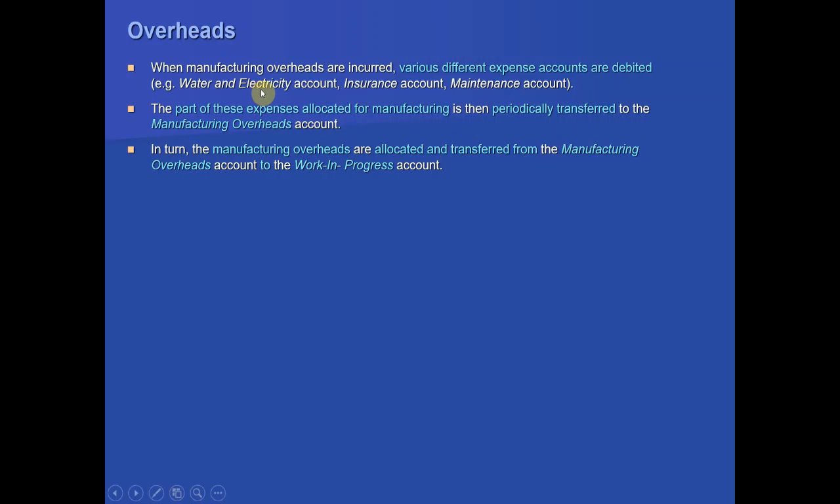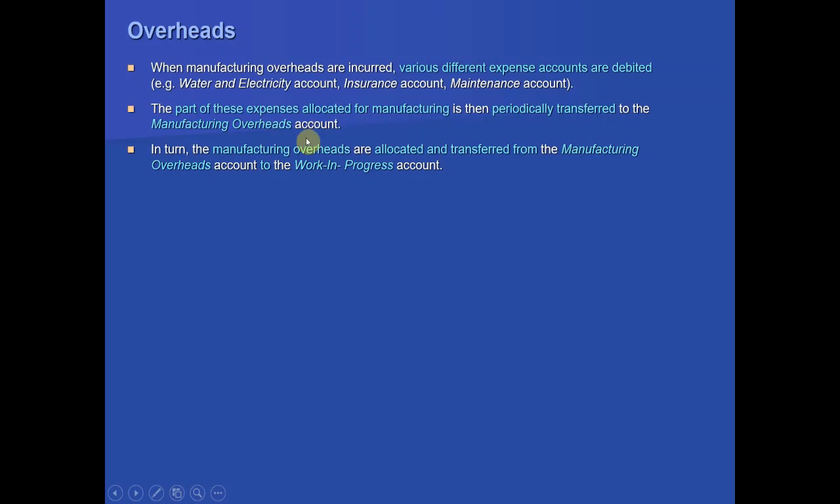So let's take an example like the electricity account. We know it has a debit balance. We now therefore first have to credit the electricity account and debit the manufacturing overhead account, our cost account. Okay, and so now that it sits on the debit side of manufacturing overheads, it can now include a bunch of accounts that will sit there, like the electricity account, insurance, the maintenance, the indirect labor, the indirect material from previous slides.